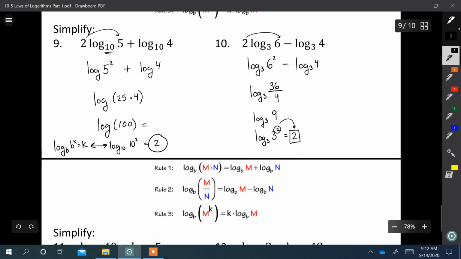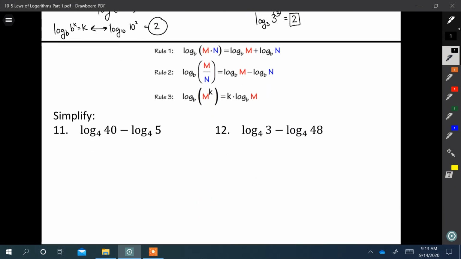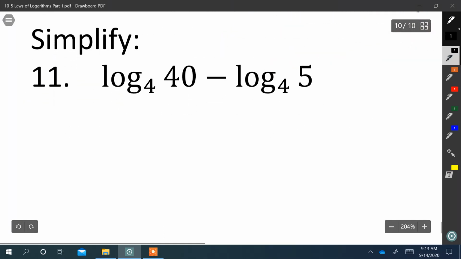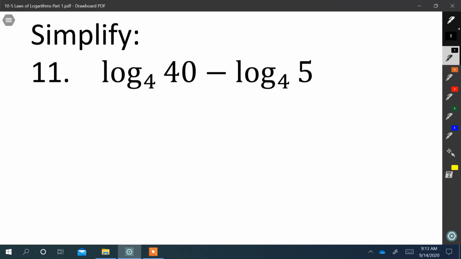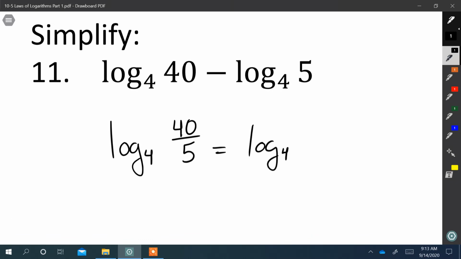Awesome. And let's just do two more, and then we're done with this video. I know it's getting a little bit longer, but this is going to help us in the long run. Same idea with this one, guys. This is going to be log base 4. We're going to use rule number 2. Then we have 40 divided by 5, which is 8.